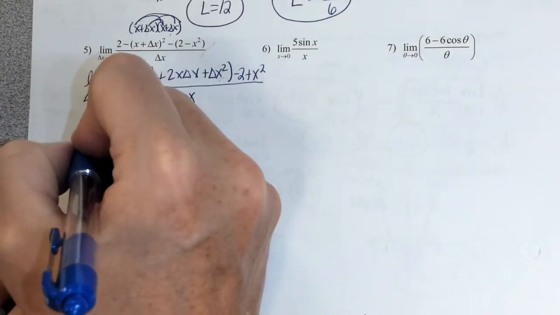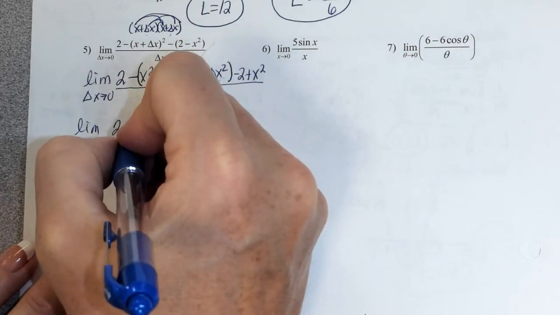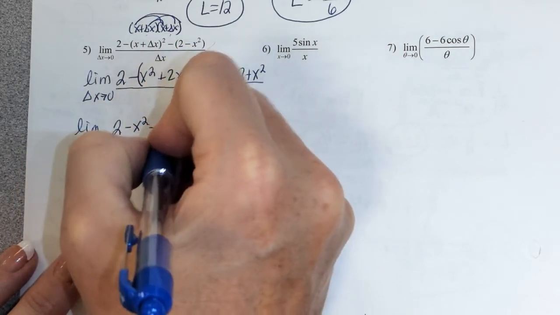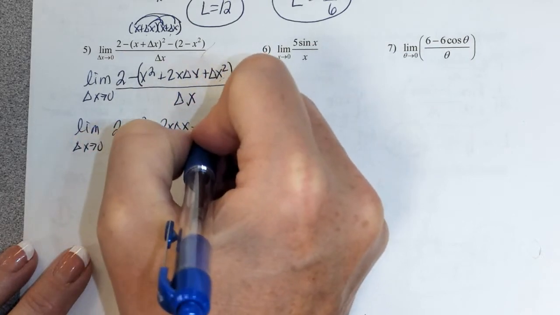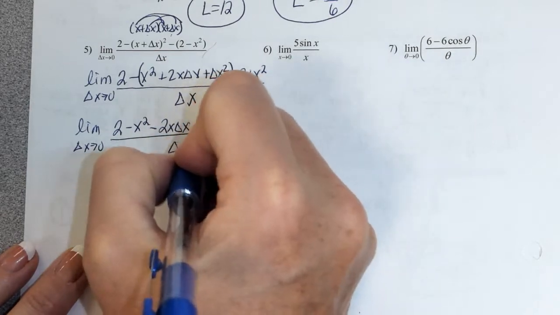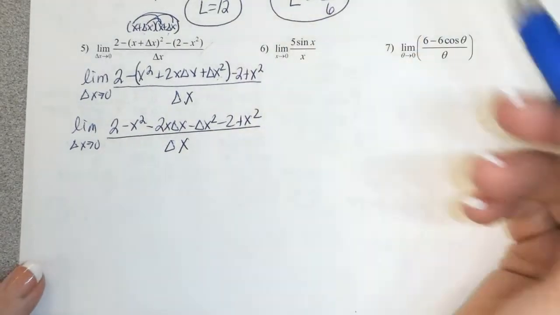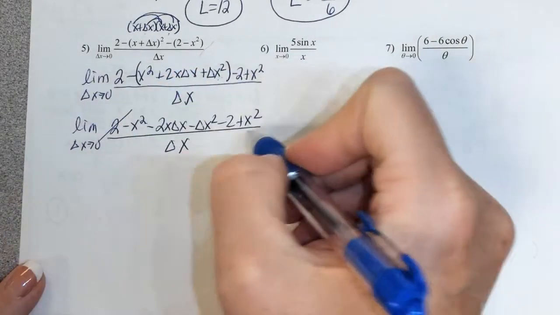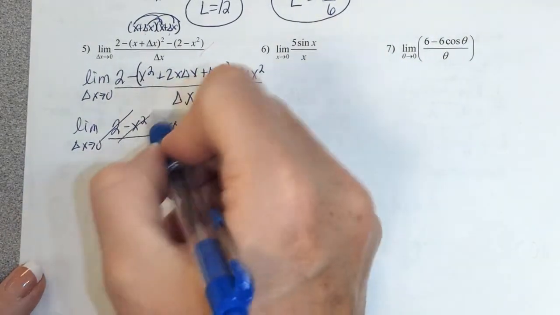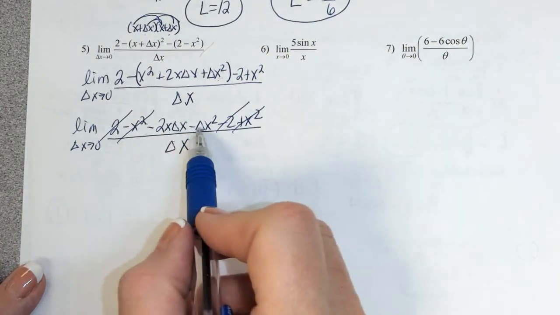All right, so keep going. We've got our limit still. We're going to distribute that negative. So I have 2 minus x squared minus 2x delta x minus delta x squared. We've got this. So now I have to figure out what's going to combine to be 0. Hopefully a lot of it will, because that's going to make the problem easier. So 2 minus 2, that's 0. Negative x squared plus x squared, that's 0. So now I'm just left with this.